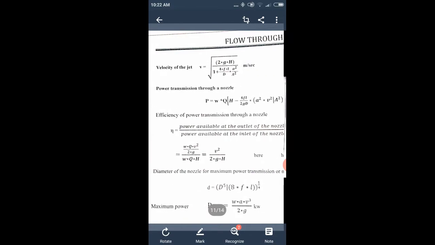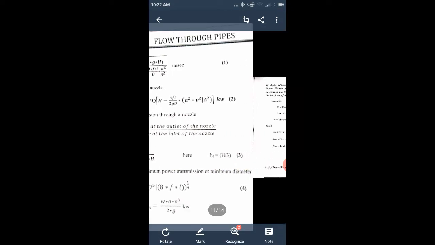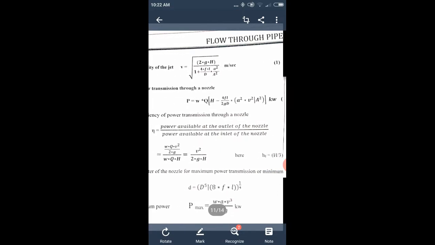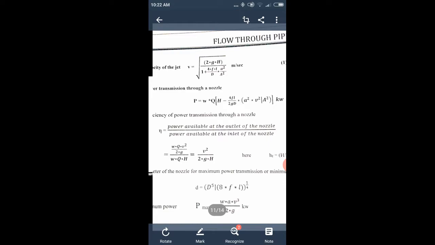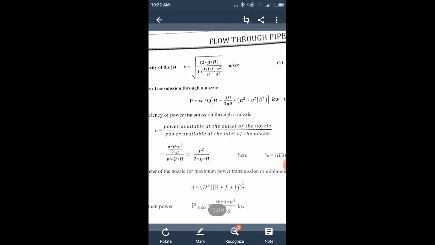The velocity of the jet is v equals the square root of 2gh divided by (1 plus 4fl divided by d into a square divided by capital A square), in meters per second. Then power transmission through the nozzle, P equals wQ into (H minus 4fl divided by 2gd into a square v square divided by capital A square), in kilowatts.